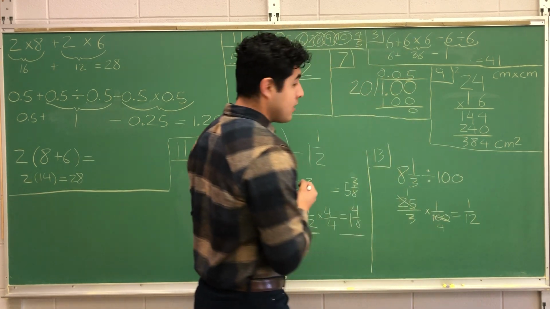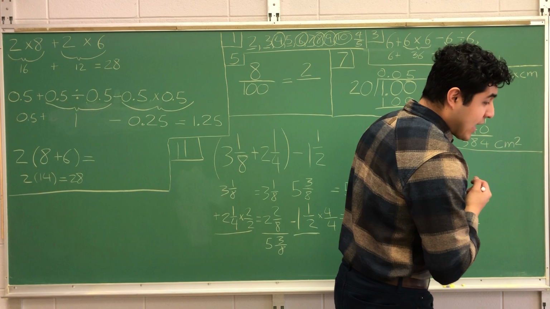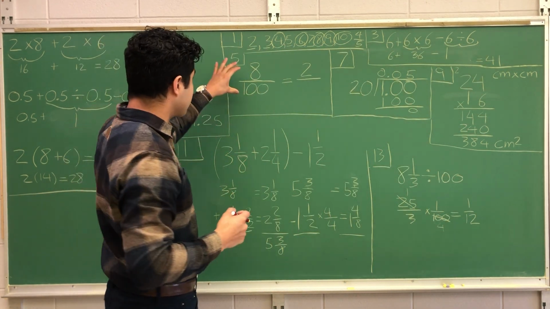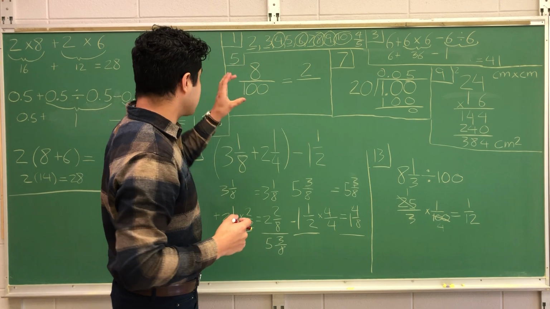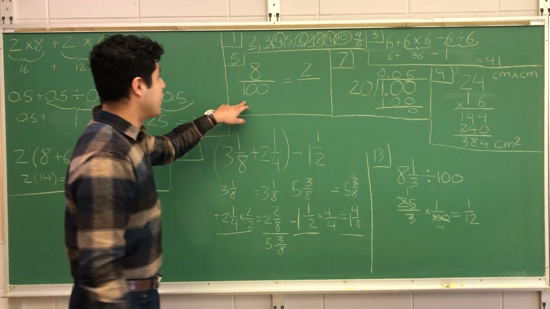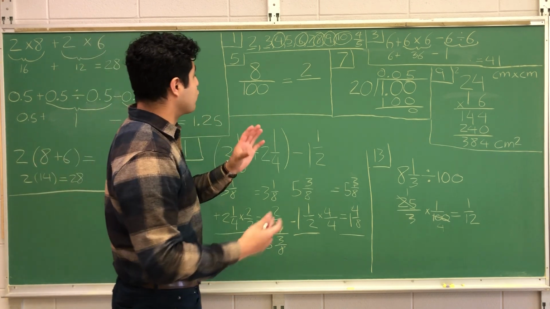Let's go on to problem number 5. Write 8% as a reduced fraction. So I went ahead and put the percent into its fraction form, okay? A percent is a fraction with a denominator of 100. But now I need to put it in reduced form.